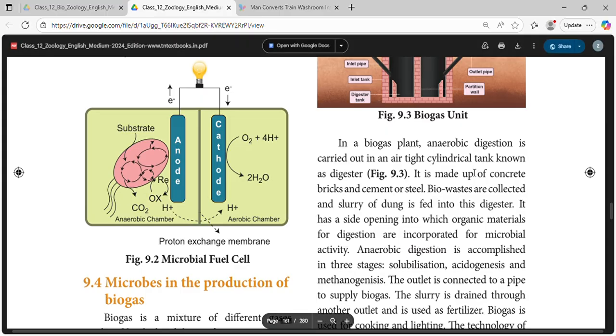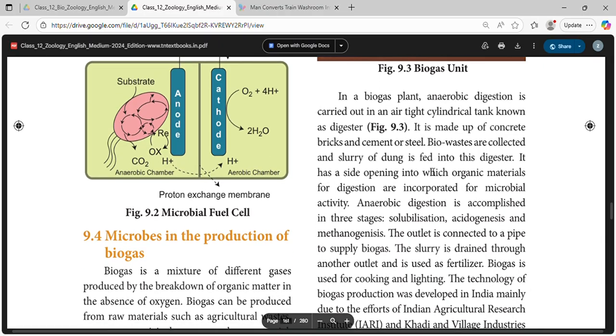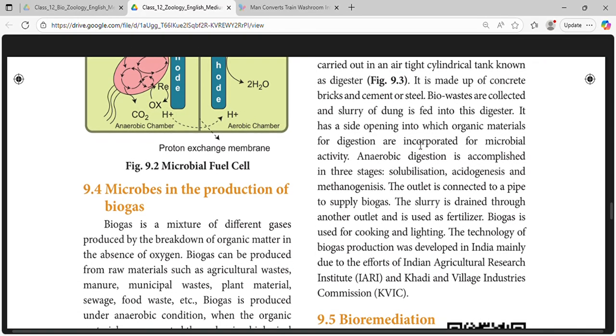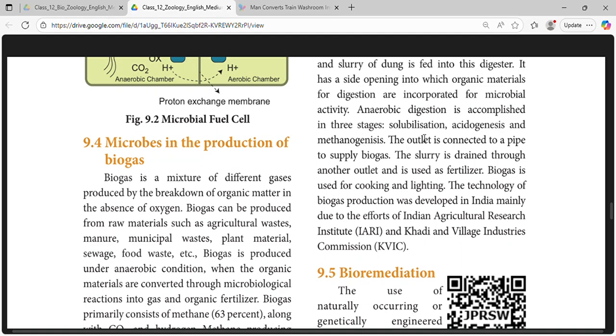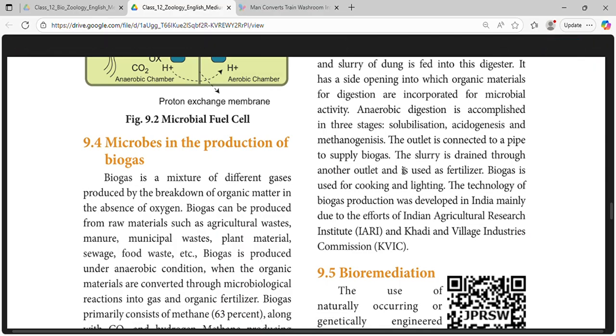In biogas plants, anaerobic digestion is carried out in an airtight cylindrical tank known as a digester. Biomass is collected and a slurry of dung is fed into the digester. It has an opening through which organic materials are incorporated for microbial activity. Anaerobic digestion is accomplished in three stages: solubilization, acidogenesis, and methanogenesis. The outlet is connected to a pipe to supply biogas.